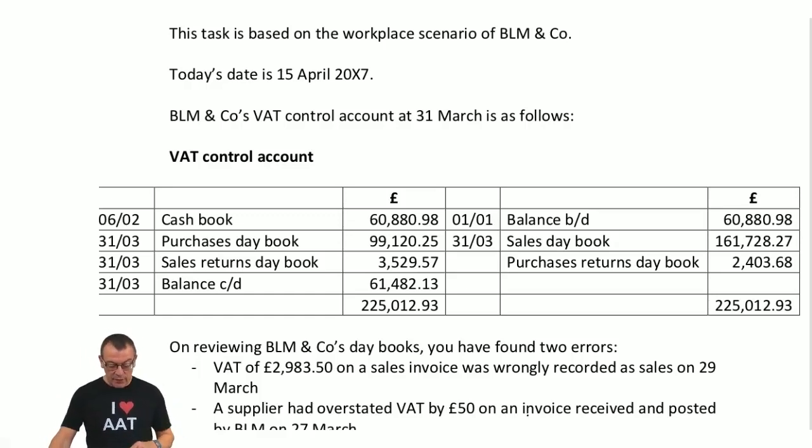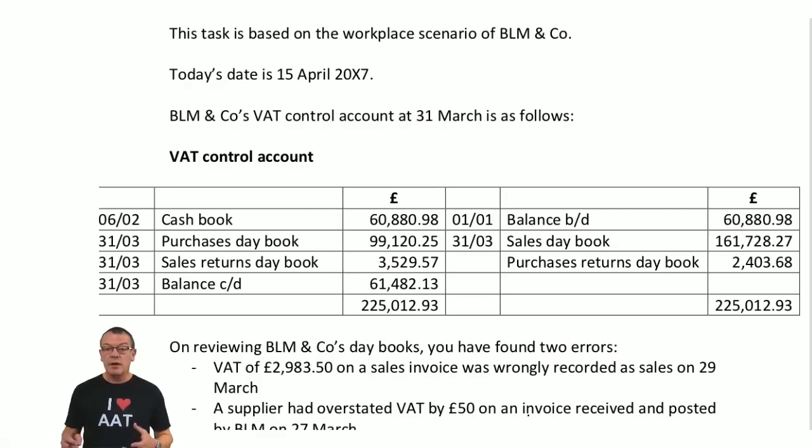Now, what we have then, we have a cash book element in there. We have the purchases day book. These are all on the debit sides, which we can see. We've got the sales returns day book in there, and we've got a balance carried down. Now, all those look as if they are posted on the correct side, so that's fine.